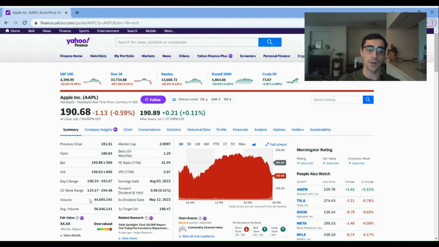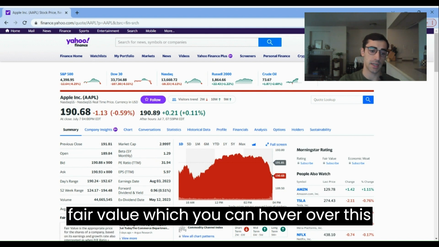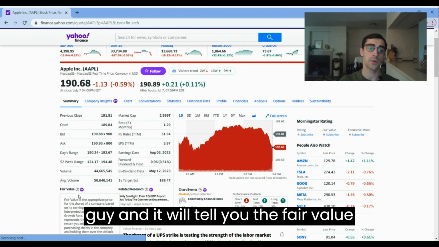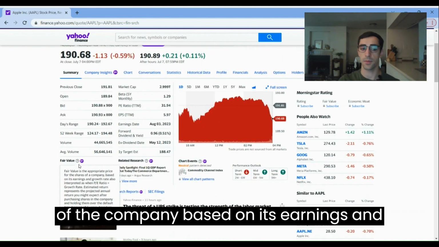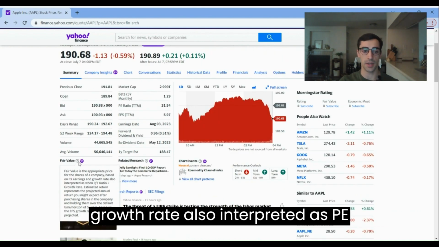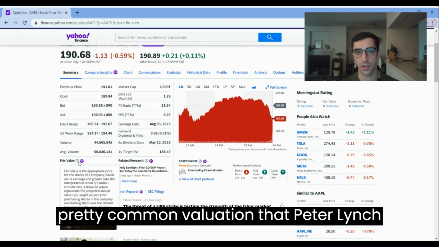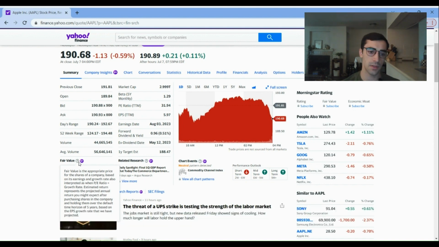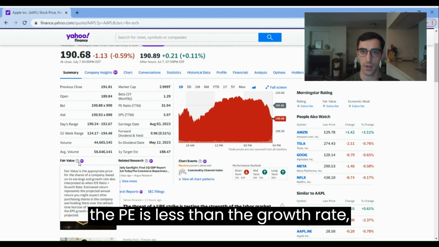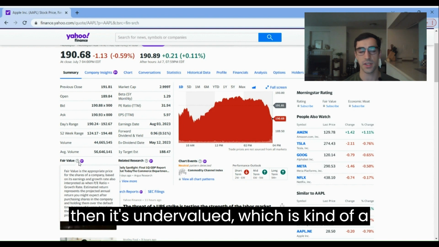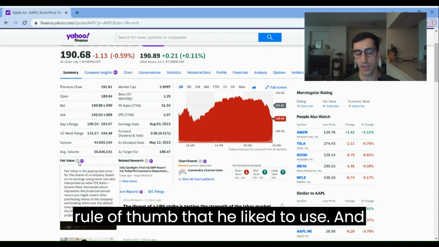Below that, we have fair value, which you can hover over and it'll tell you the fair value is the appropriate price for the shares of the company based on its earnings and growth rate, also interpreted as PE ratio equals growth rate. So this is a pretty common valuation that Peter Lynch would talk about. If the PE is less than the growth rate, then it's undervalued. That's just kind of a rule of thumb that he liked to use.